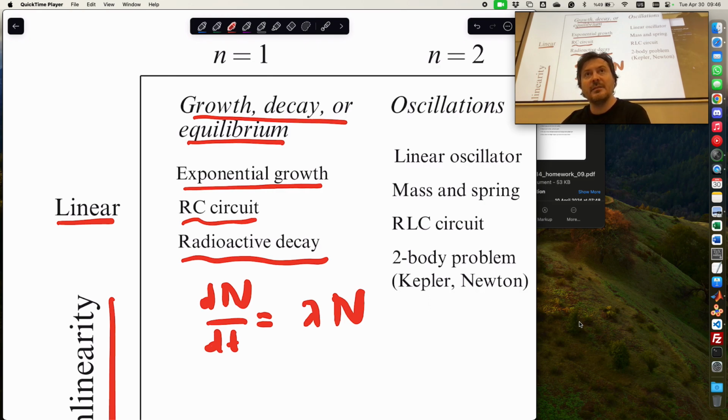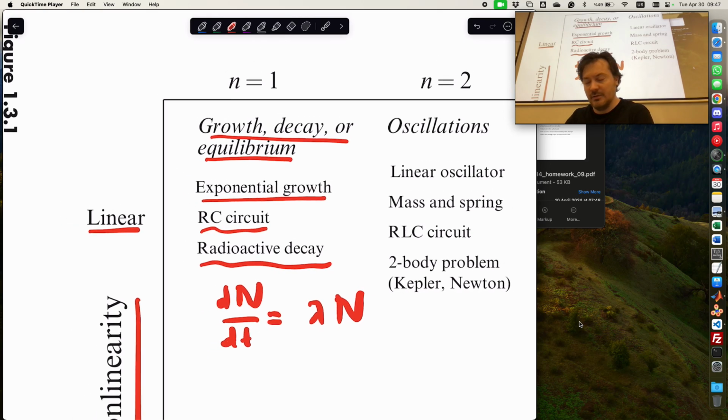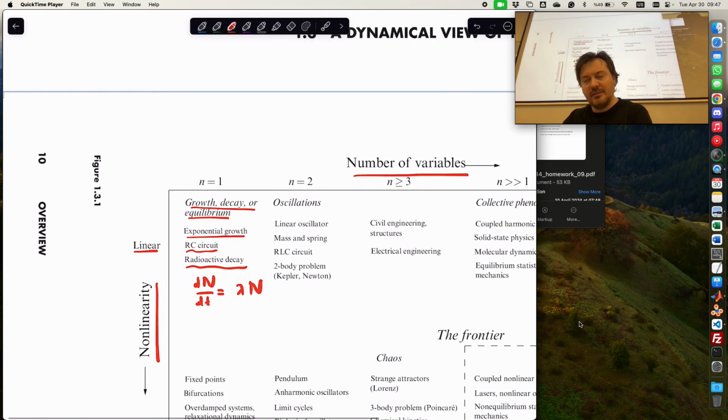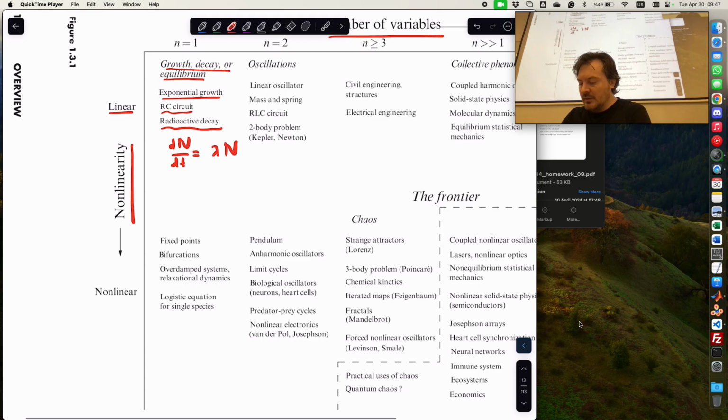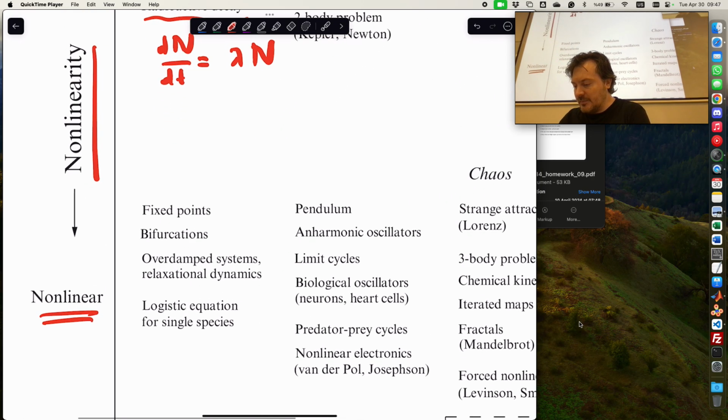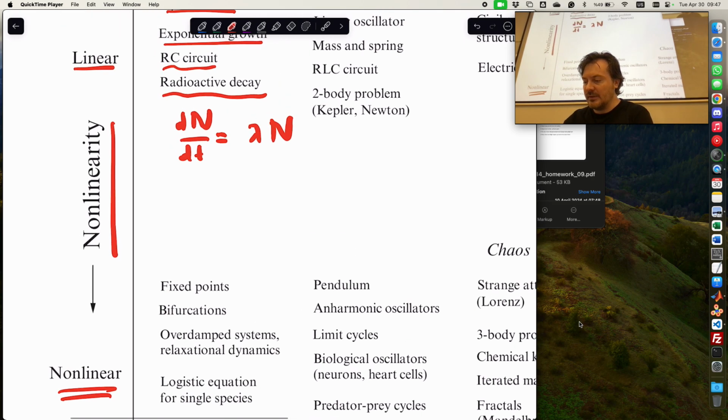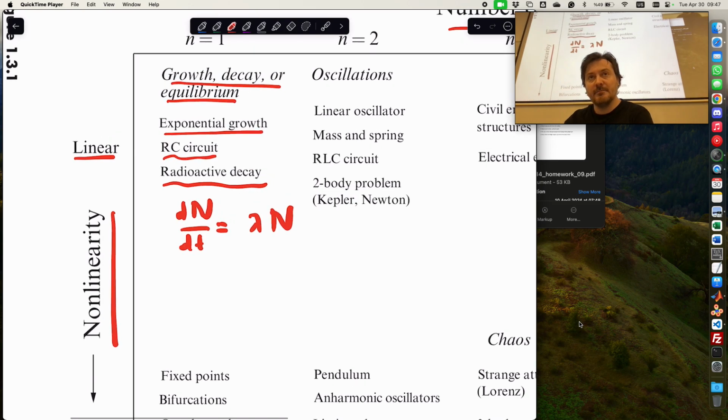If lambda is positive, it grows exponentially. Negative, it decays exponentially. Not interesting. If it's nonlinear, then you have fixed points, bifurcations, overdamped systems, relaxation dynamics, the logistic equation for a single species, etc. Still a bit boring, but more interesting than the linear system, right?